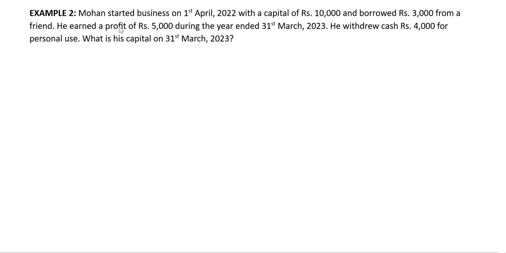Example 2. Mohan started business on 1st April 2022 with a capital of rupees 10,000 and borrowed rupees 3,000 from a friend. He earned a profit of rupees 5,000 during the year ended 31st March 2023. He withdrew cash rupees 4,000 for personal use. What is his capital on 31st March 2023? So the closing capital they've asked for.